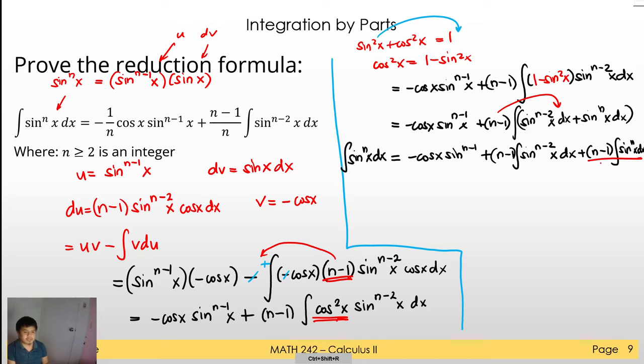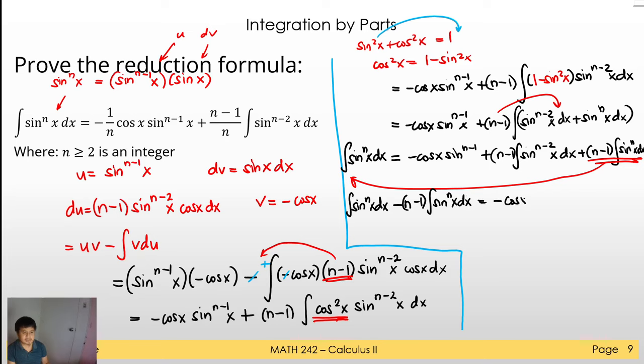So, we can probably transpose this to the other side so that this will become the integral of sine raised to n x dx minus n minus 1 integral of sine raised to n x dx is equal to this. I forgot the x here. Plus n minus 1 integral of sine raised to n minus 2 x dx. Yeah, we got x. So this can be simplified.